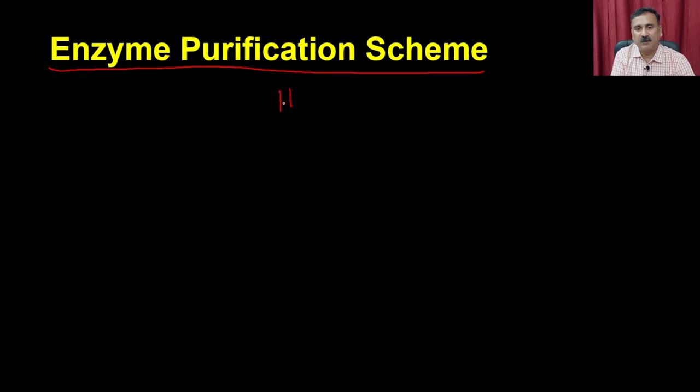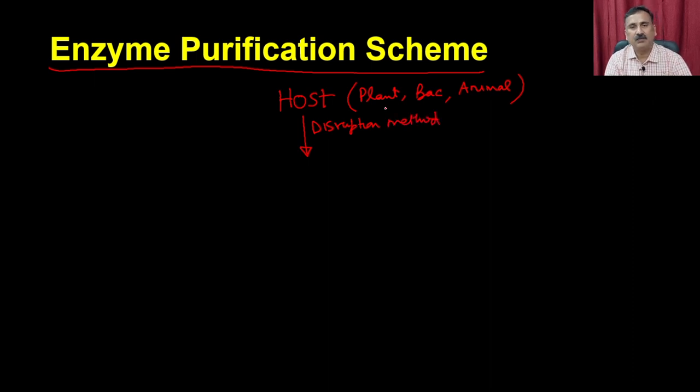For example, first you take the host cells, depending upon whether it is a plant, bacteria, or animal, and you first select a disruption method. You can do sonication, thermolysis, osmotic lysis, or homogenization. Then you get the cell homogenate or cell lysate. With this cell homogenate, the first thing you can do is ammonium sulfate precipitation.